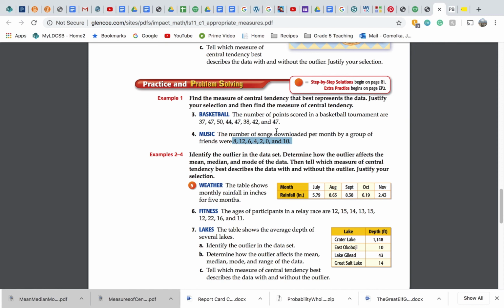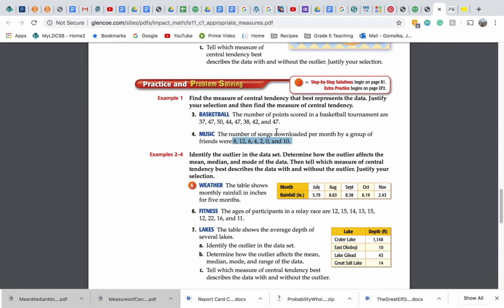The numbers do increase at a steady rate from 0 to 4, 6, 8, 10, and 12. And I don't have any repeated numbers. So mode is out right off the bat. Now I have to decide between median and mean.